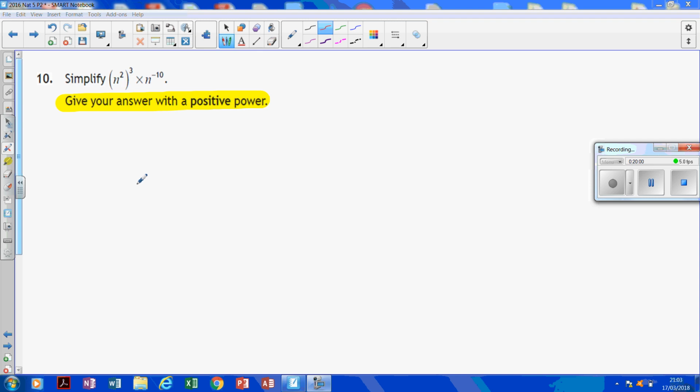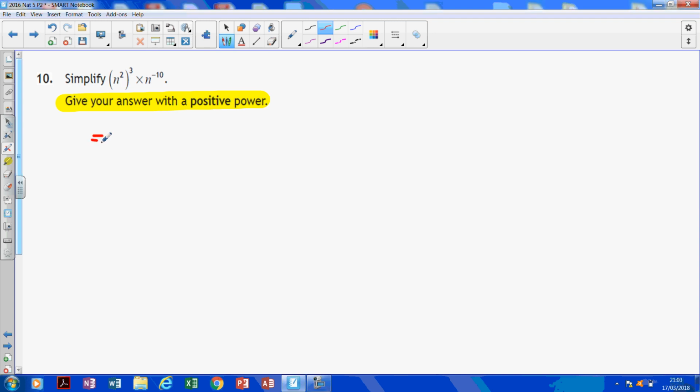Indices, we've got to simplify n squared all to the power of 3 multiplied by n to the power of -10. So when you're raising something to a power, that really means n squared times n squared times n squared. Now, the shortcut to do that is to multiply the powers as n to the power of 6. Now, we've still got to multiply by n to the power of minus 10. Now, what do I do when I'm multiplying indices? When I'm multiplying indices, I add the powers. So I'll get n to the power of 6 plus minus 10, which is minus 4.